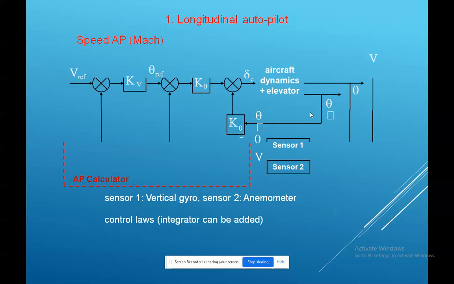This is the diagram of that. Sensor 1 is the vertical gyro, sensor 2 is the anemometer, which will be used on the input side.